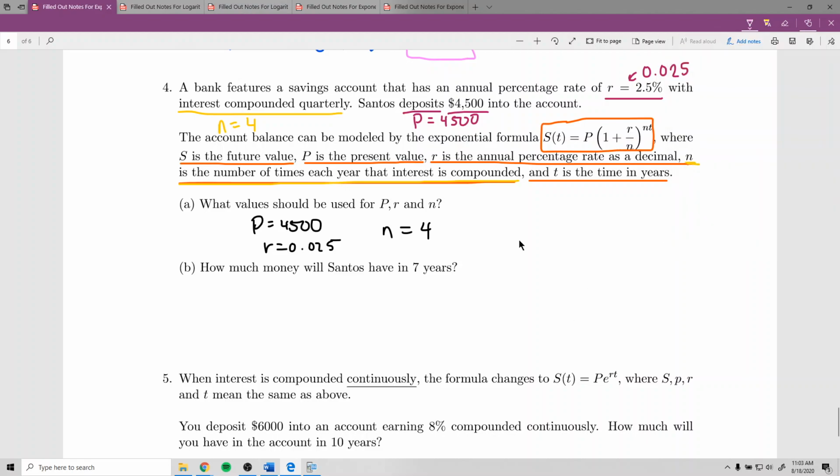All right, so now to use this formula, how much money will Santos have in 7 years? So it's telling us, along with this stuff, plug in t equals 7. So we get S of 7. This will be the amount of money in 7 years. P is 4,500. We got 1 plus r, which is 0.025, divided by n, which is 4, to the n times t power, 4 times 7.